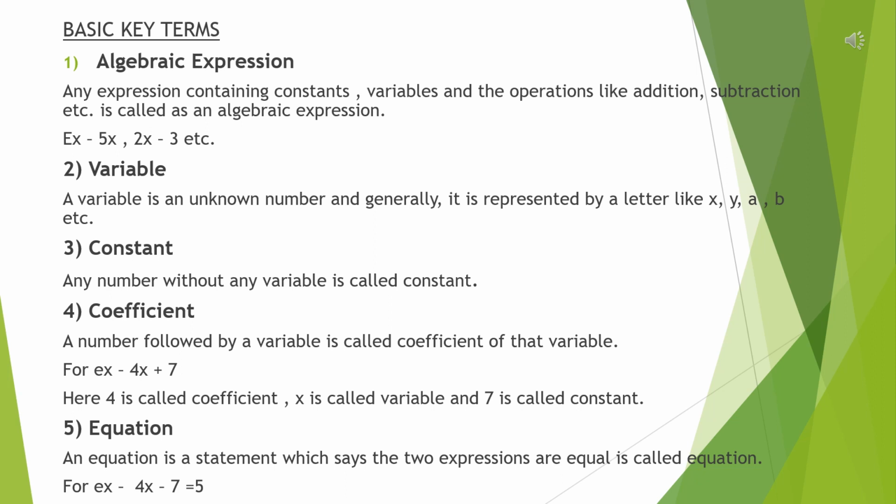Now, equation. An equation is a statement which says that two expressions are equal. For example, 4x minus 7 equals 5. Now, what is the difference between algebraic expression and equation? In an algebraic expression, we don't use an equals to sign, but in an equation, we have two parts which are separated by an equals to sign. Left hand side is called LHS and right hand side is called RHS.